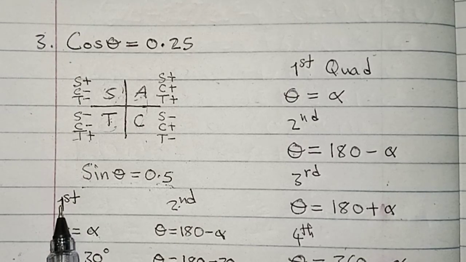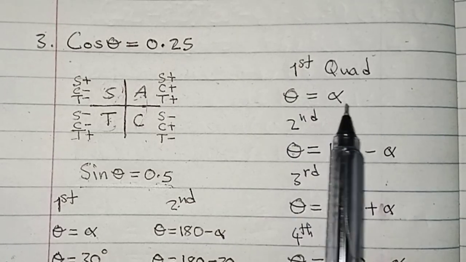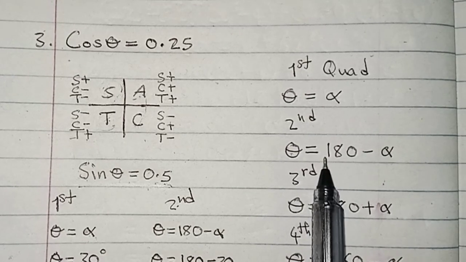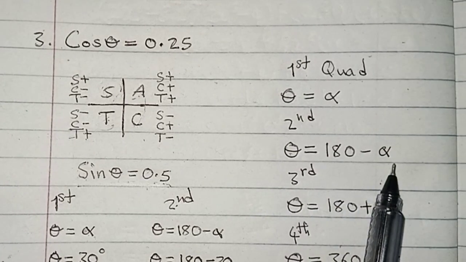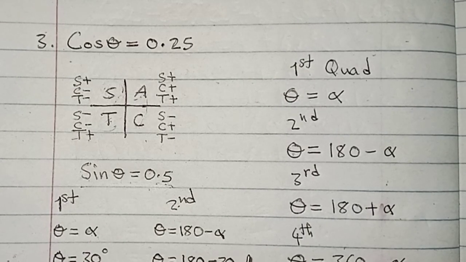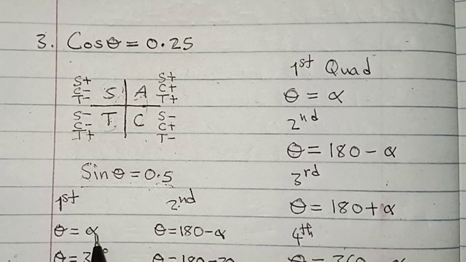What is the solution for the first quadrant? We said the solution for the first quadrant is given by theta is equal to alpha. Then for the second quadrant, the solution is theta is equal to 180 minus alpha. So this is the one we've put here. Now we have to find the value of alpha.